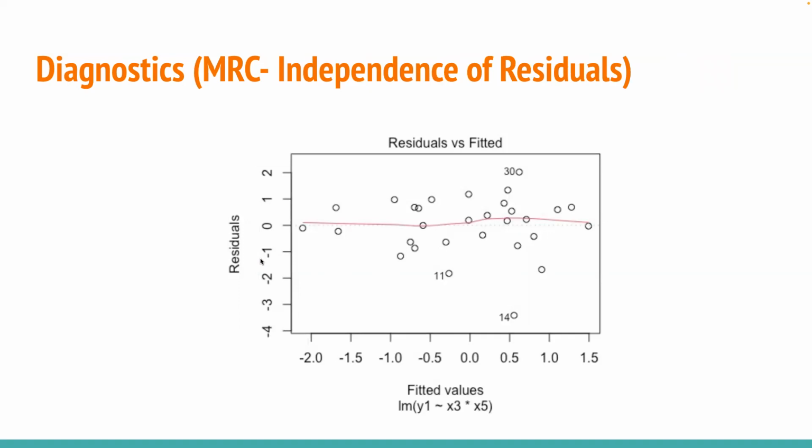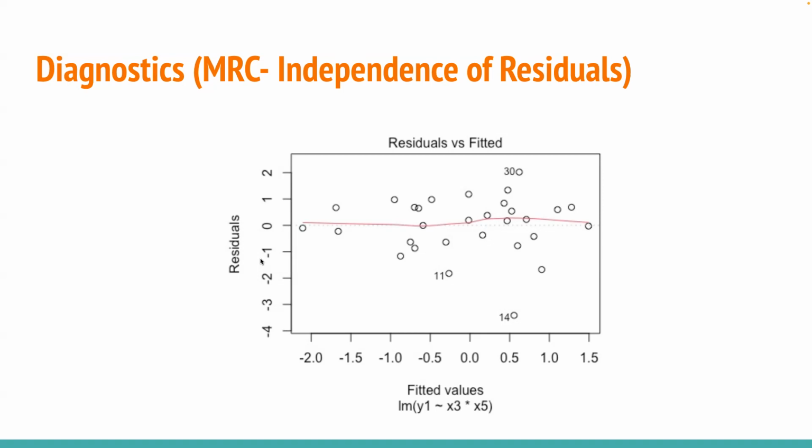Next, we're going to look at our independence of residuals. So this is a residuals versus fitted plot. We're going to compare our y-hats and our residuals. Our plotted line is very horizontal and close to our predicted line, which is ideal, and that's what we're looking for. We're looking for some symmetry around 0.